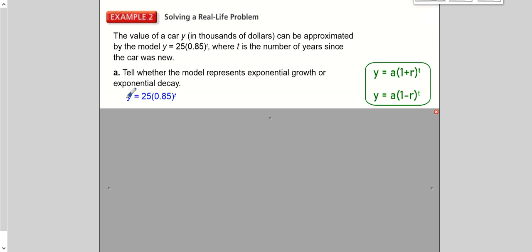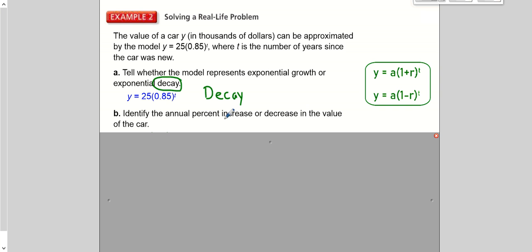So here's the equation they gave us. 0.85. Can I write that as a 1 plus a number or 1 minus a number to get to 0.85? So in other words, is it increasing or decreasing? It's decreasing. If we think back to our first exponential functions, if that number, this is our b value, is less than 1, it's decay. But to find our percent of growth or decay, we want to write it in one of these forms.